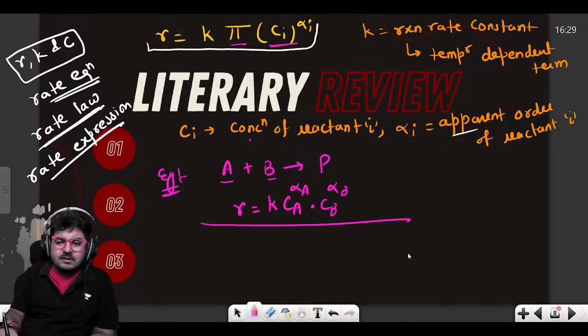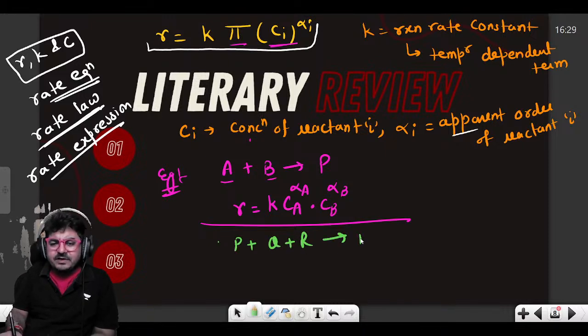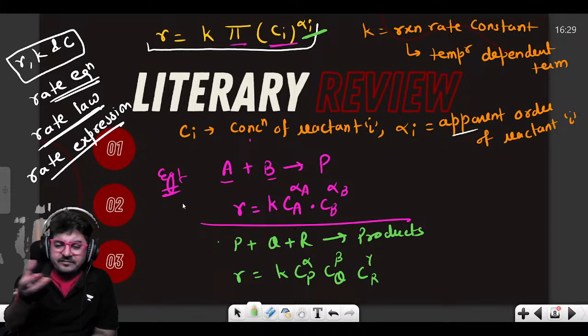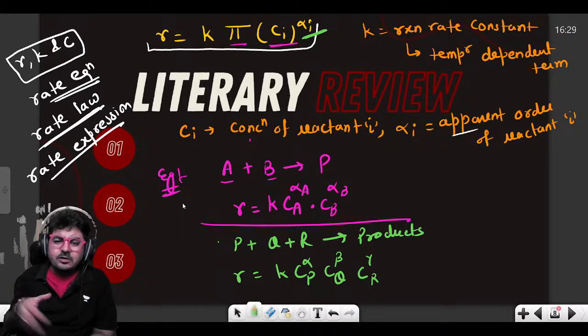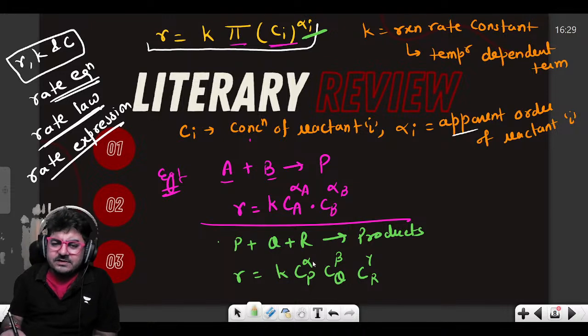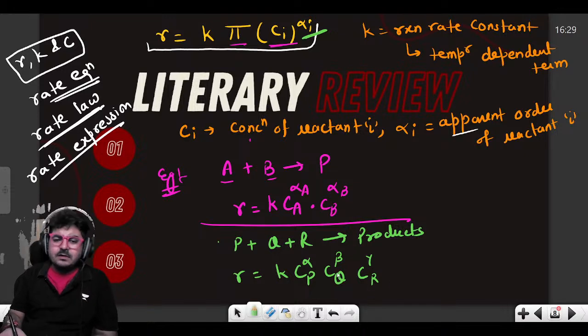Similarly here, suppose we have three reactants, P plus Q plus R gives something. So here the rate expression will be K, concentration of P power alpha, concentration of Q power beta, concentration of R power gamma. Whatever notation you like, you can use instead of alpha. If you like, you can write alpha 1, alpha 2, alpha 3, alpha A, alpha B, alpha C, or alpha, beta, gamma, whatever. So these are the apparent orders. Alpha is the apparent order of P, beta is the apparent order of Q, gamma is the apparent order of R.